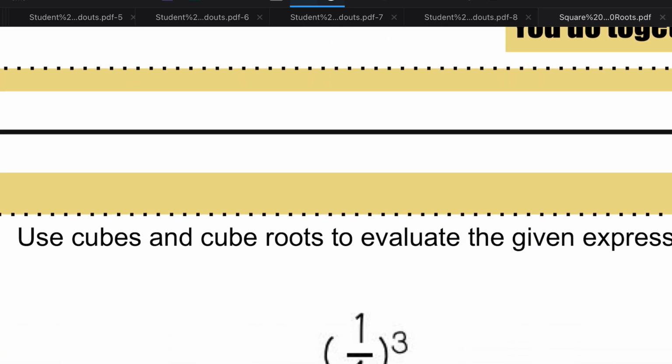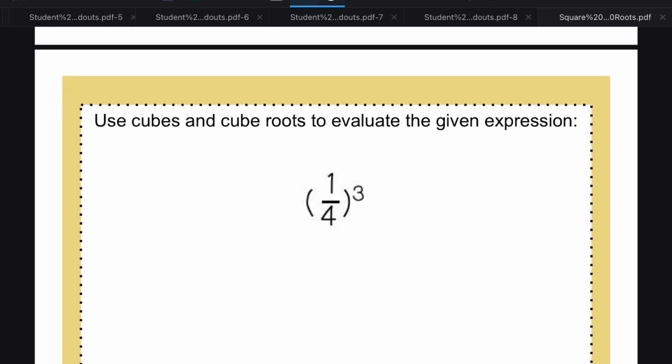And then next here, we have 1/4 cubed. So if you remember, we can rewrite this as 1 cubed over 4 cubed. And then we get 1/64. And that's just looking up our chart and seeing that 4 cubed is 64.